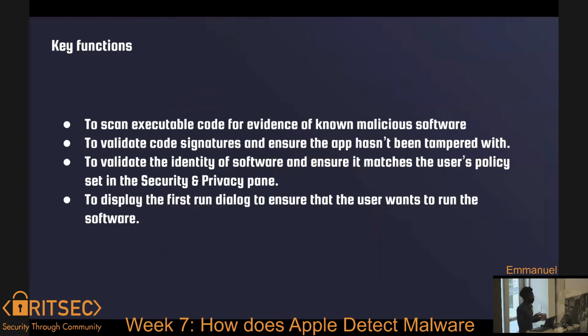So there are 4 main steps of the whole Gatekeeper. First, it scans for any evidence of malicious software. It validates the code signature. Again, the main part is the code signature part, and it ensures that the application was not messed around with. It validates the identity of the software. Pretty much they're all the same, basically saying the code or the signature is valid and everything is okay to go. Nothing fancy there.